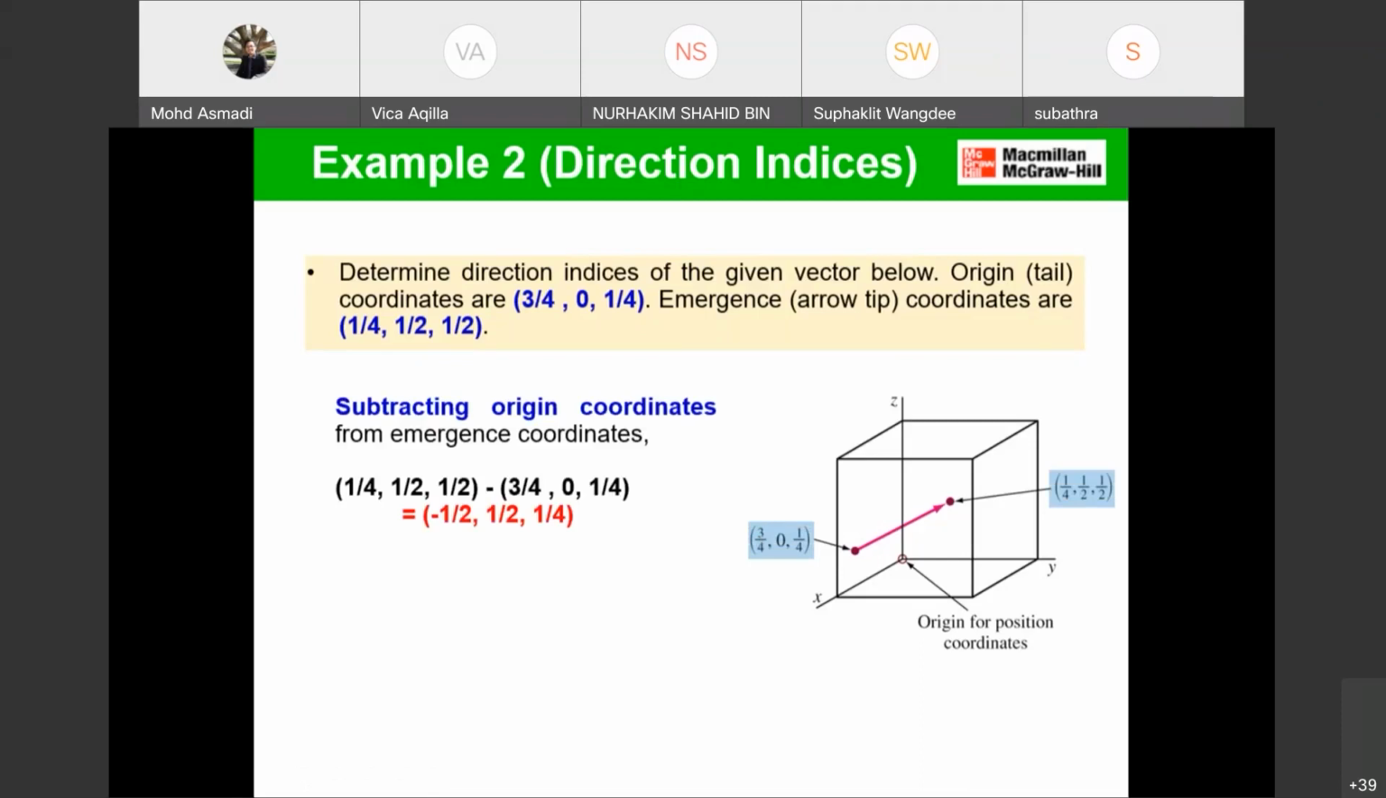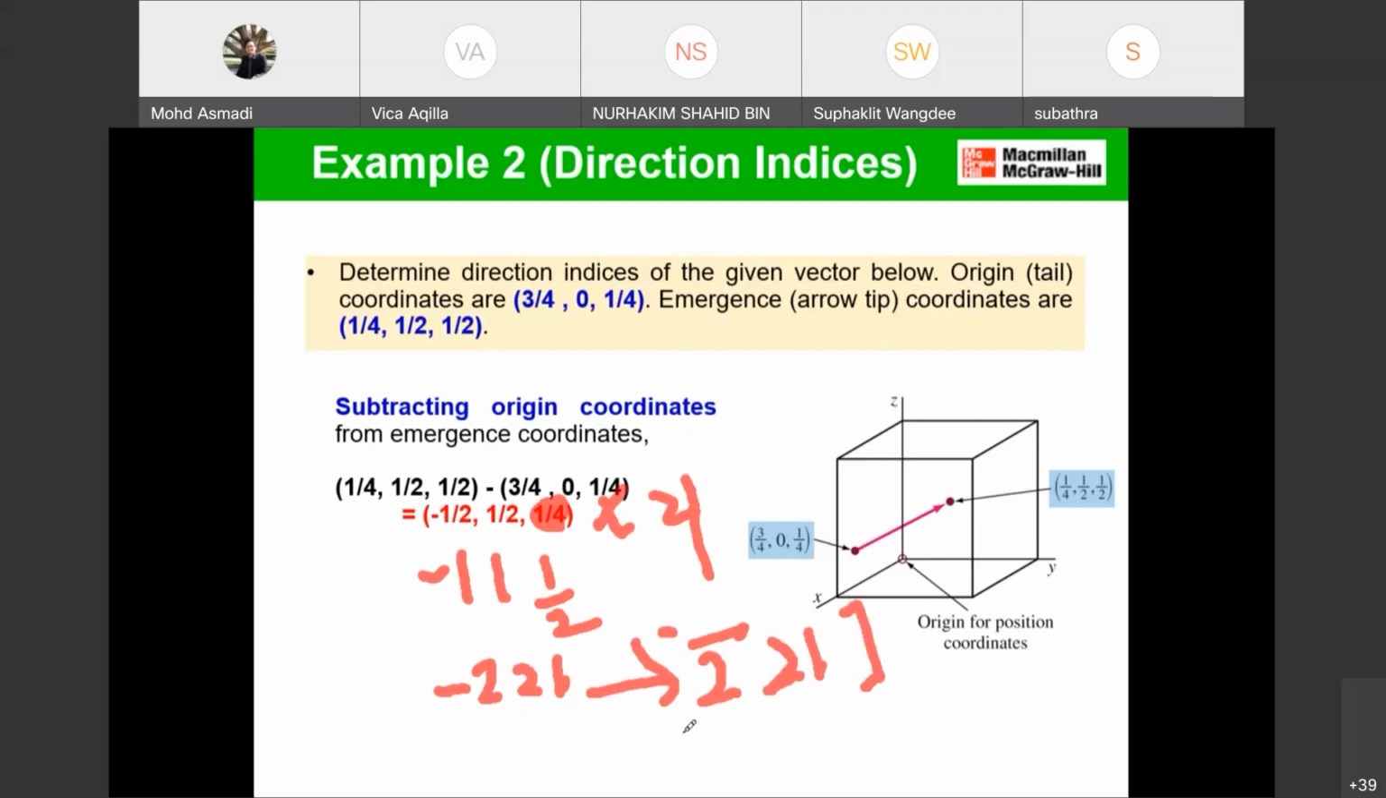Then we have to multiply by the smallest possible integer. The smallest integer we can use is 4, because if you times by 2, this one is still a half. So that's why we multiply by 4, and we get negative 2, 1, 1. Then we have to convert it into square brackets, without commas.